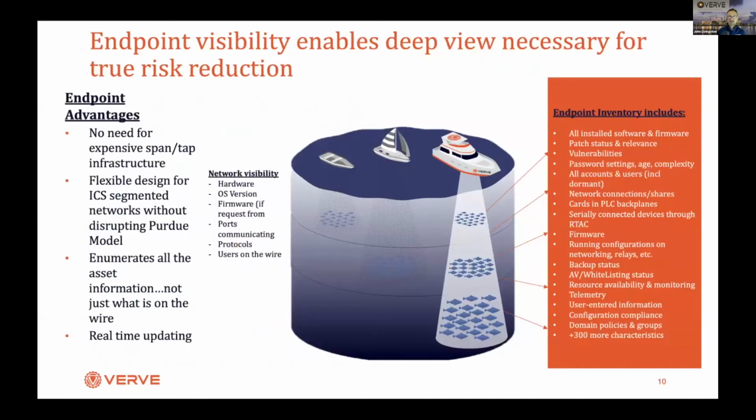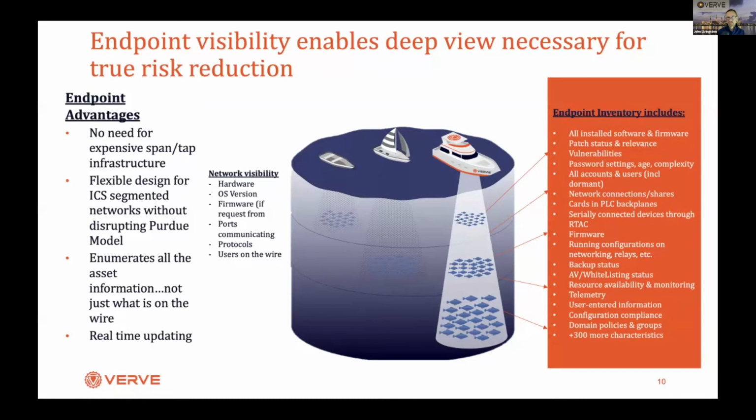So how does that come to life? Well, as I mentioned, visibility is key. And so by going at the endpoint, several advantages. Number one, I don't need to put in all the spans and taps and all that other infrastructure to see the endpoints, right? I can get to them without having to put in the very, very expensive infrastructure that might be required if I was just trying to do that off the network. I can do that in a way that's flexible. So I can get that information. I don't need to disrupt Purdue models to get it. It can all be essentially flowing outward from the network.